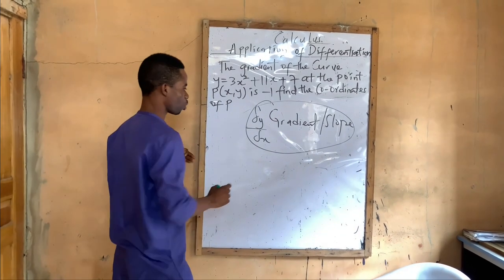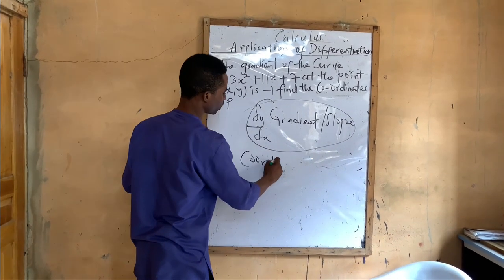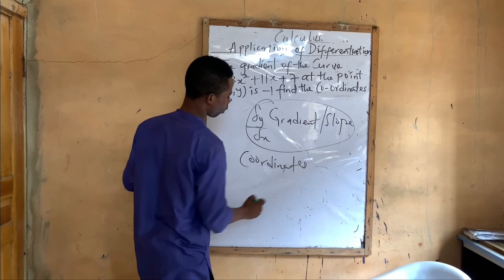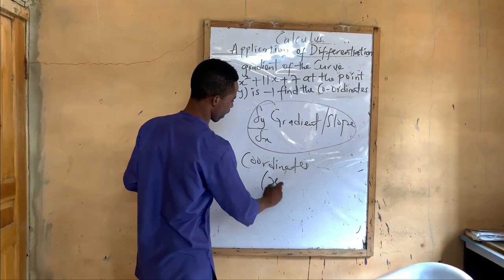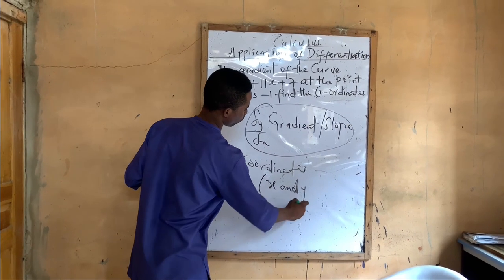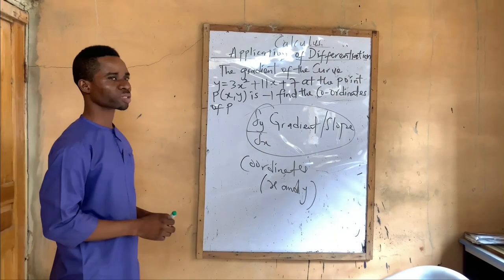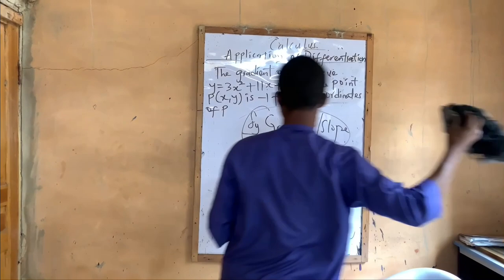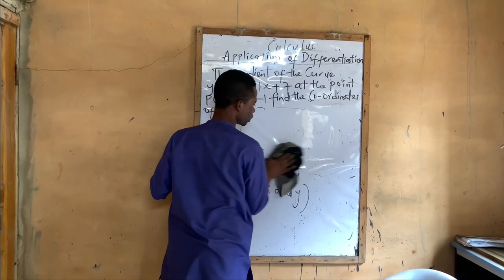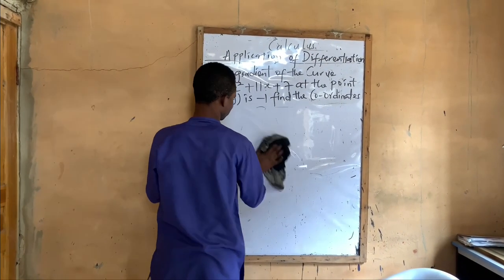Now, when you hear the word coordinate, what does it mean? It means x and y. Coordinate means x and y. Now, let's take a look at these examples on the board.